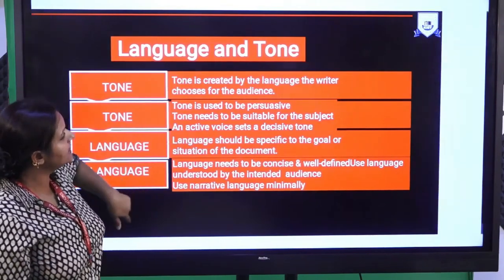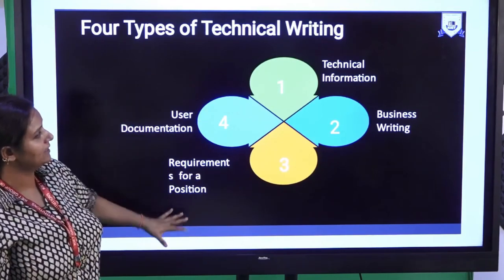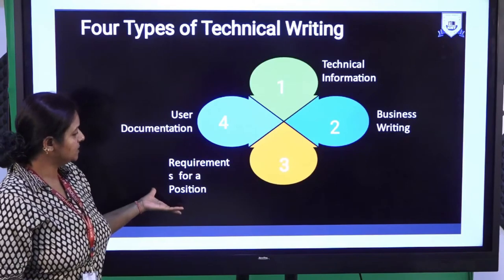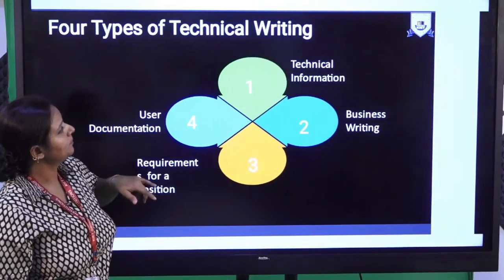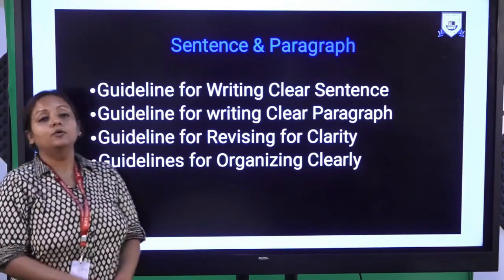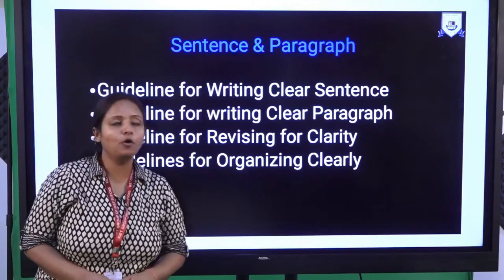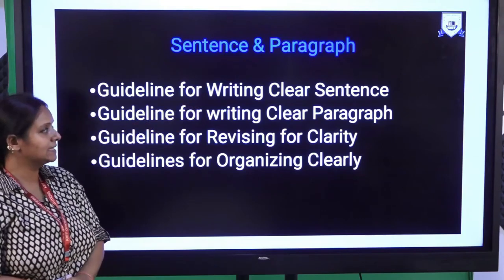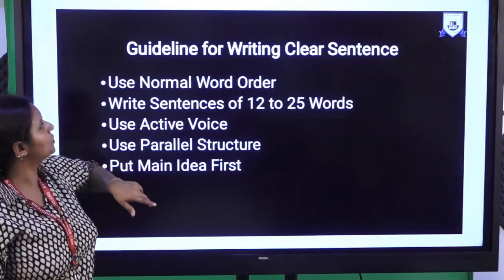As I said, in these slides you will be seeing the details. These are the 4 types of technical writing: technical information, business writing, requirements for a position, and user documentation. Now next, when we are talking about writing, you combine words to frame sentences and you combine sentences to form paragraphs. So you should know the guidelines for writing clear sentences, clear paragraphs, and how to edit and revise for more clarity.